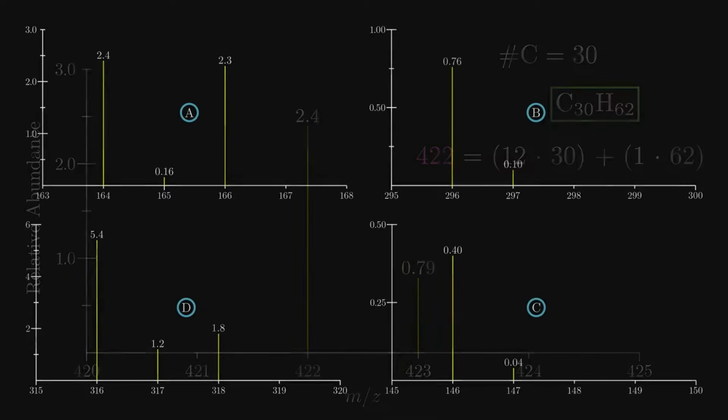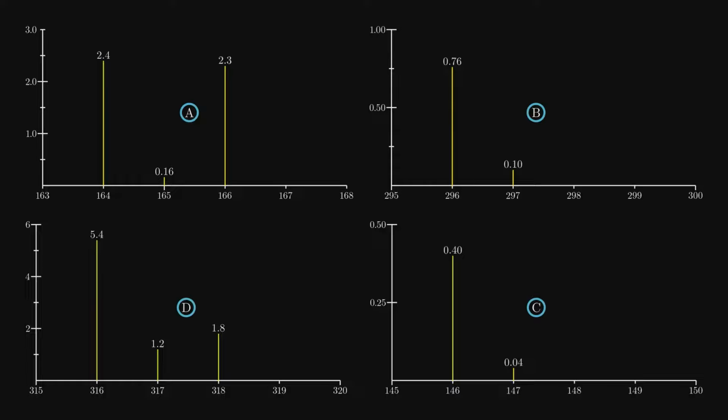Now the following spectra are all for monohalogenated alkanes. I will zoom in on each, and when I do, pause it and give it a go yourself. I will not reveal anything until every spectra has been shown.